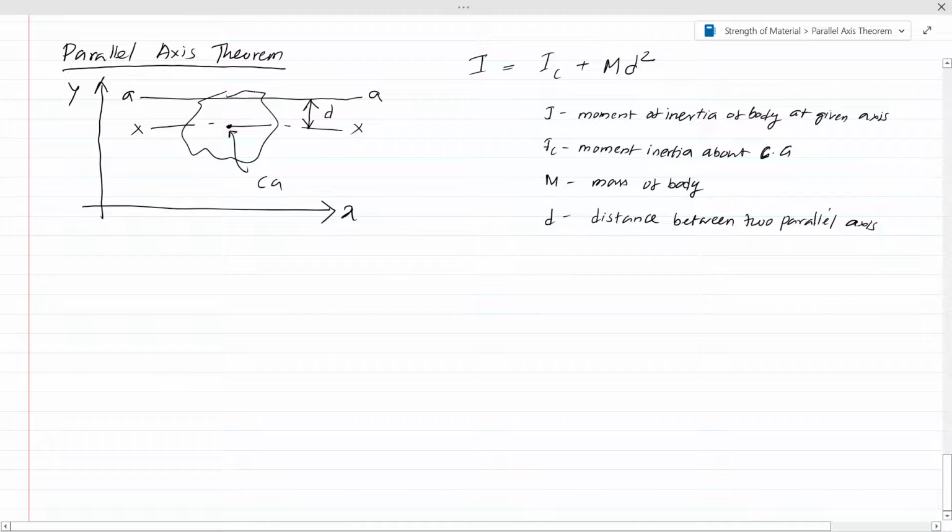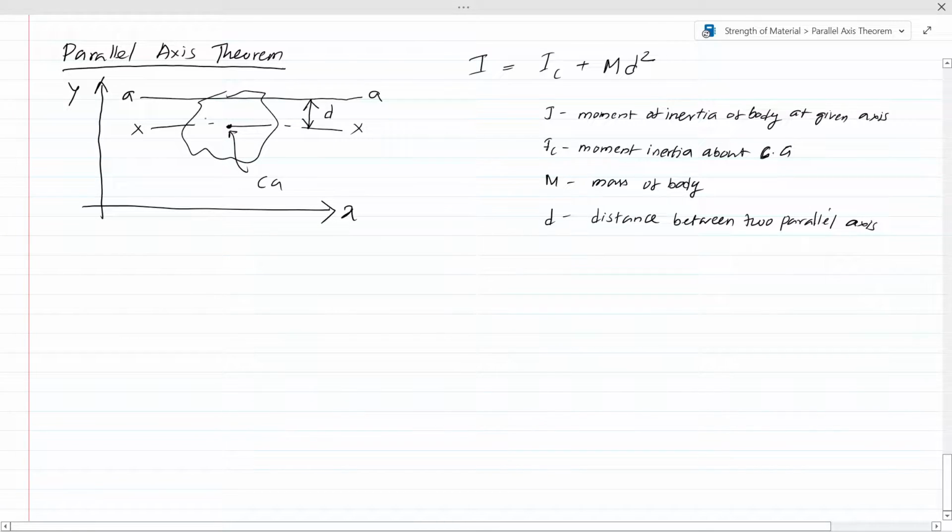Let's start. The parallel axis theorem is used to transfer the second moment of area to a different axis. When you need to find the second moment of area in a different location, then we can use this parallel axis theorem. Generally, the moment of inertia of different axes will be considered parallel to the previous axis.